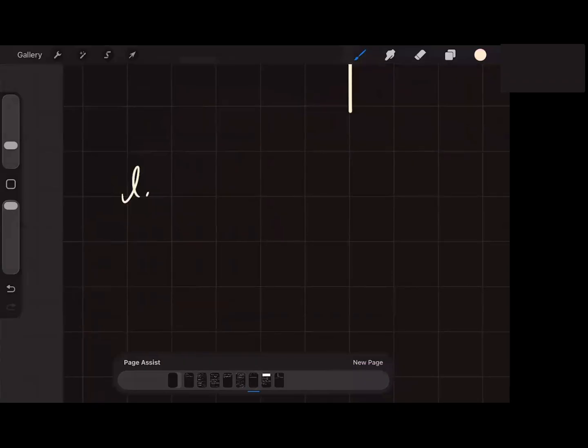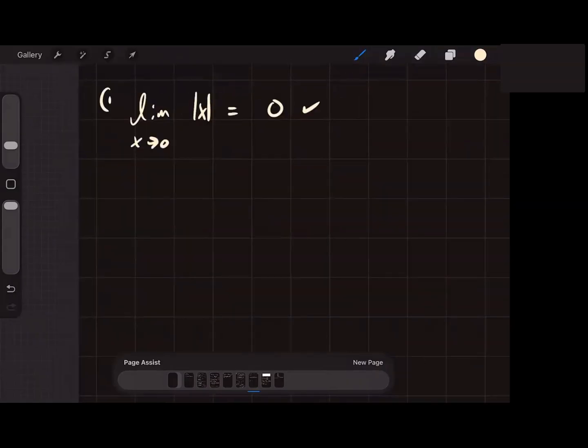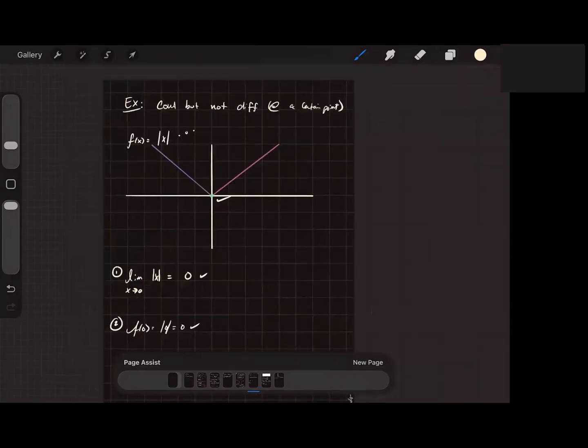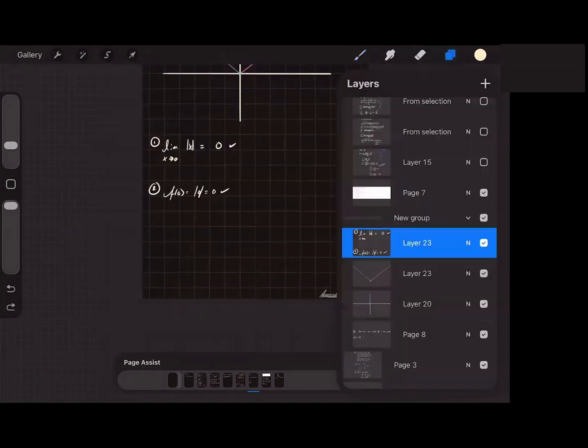If you take the limit as x approaches 0 of the absolute value of x, you're going to get 0, right? Left-hand side heads towards 0, right-hand side heads towards 0. Okay, so the limit does exist. Now let's check the continuity. f of 0 is equal to the absolute value of 0, which is 0. Cool. That works.